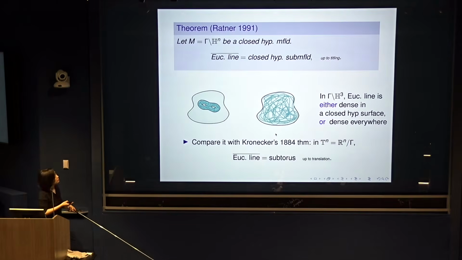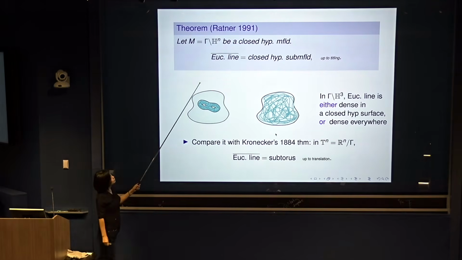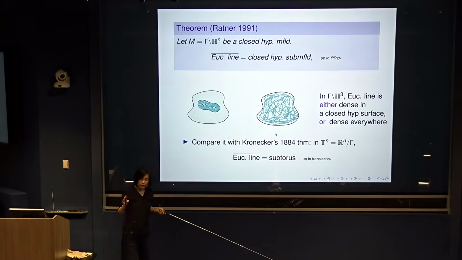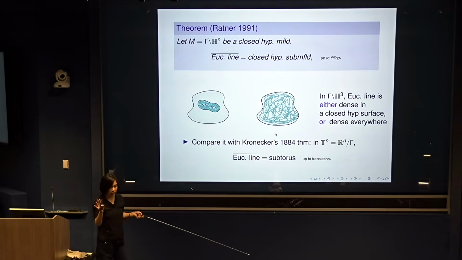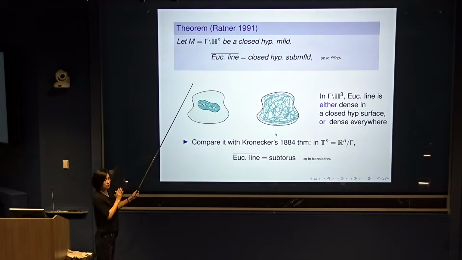So we can apply Ratner's theorem to the frame bundle, and this is a consequence of the theorem. For any closed hyperbolic n-manifold, the closure of the Euclidean line is always another closed hyperbolic submanifold. In dimension 2, it was all the time dense, but in higher dimension, you can have an intermediate closed hyperbolic manifold.